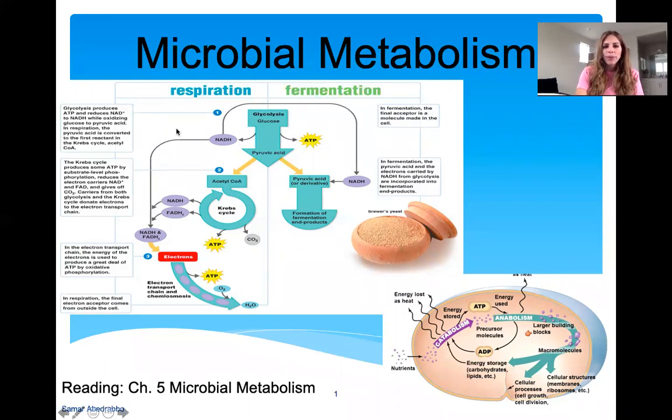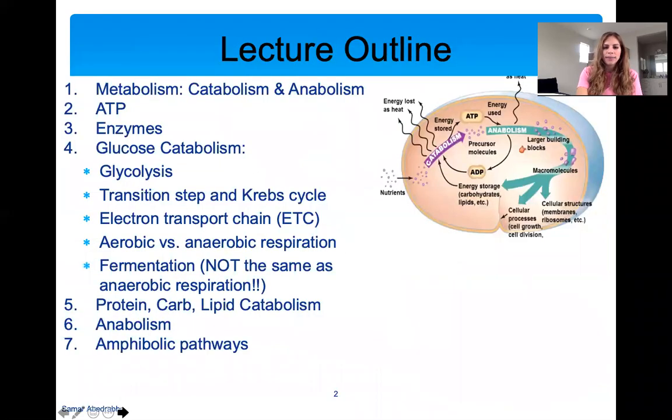We're going to talk about respiration, which can include oxygen, aerobic respiration, or no oxygen, anaerobic respiration, and another type of metabolism called fermentation. Then we will go through the specific steps that happen. So we're going to talk about how microbes get ATP.